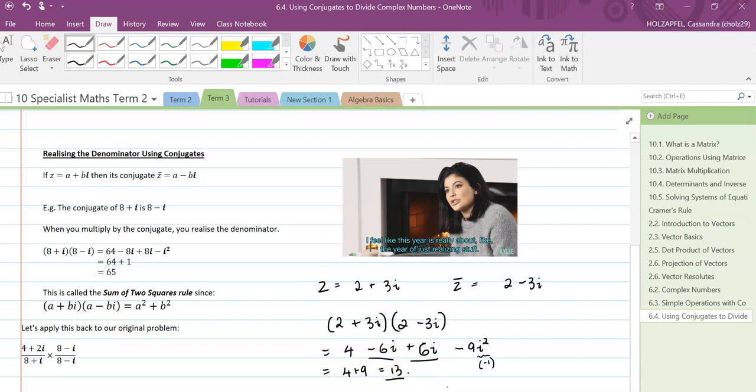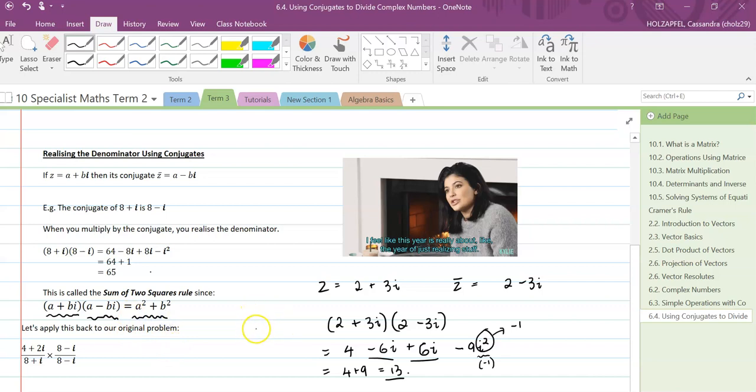So this is called the sum of two squares rule. Since now we're dealing with complex numbers and we have this i squared here, that's going to change this last value. Instead of being the difference of two squares, it's going to make this the sum of two squares rule. So this is a really neat little trick. If I have the conjugates of two complex numbers and I multiply them together, I'm going to get the sum of the two squares.